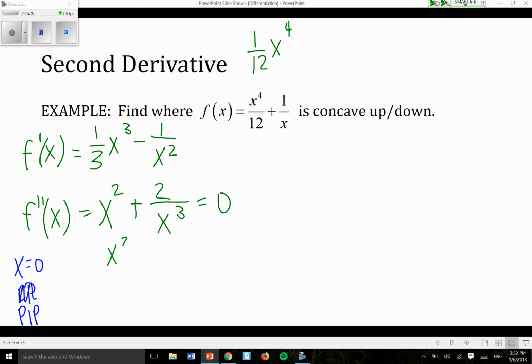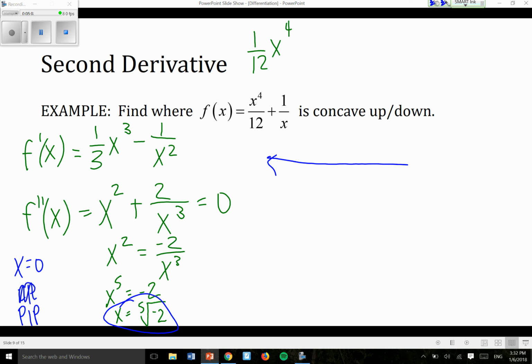To do that, I am going to move the 2 over x cubed to the other side. Then I'm going to multiply both sides by x cubed, get x to the 5th equals negative 2. And to get x by itself, we can take the 5th root of negative 2. Remember, you can take odd roots of negative numbers. So x equals the 5th root of negative 2. Our possible inflection points are 0 and the 5th root of negative 2. Not very pretty, but it's where our second derivative is undefined or equal to 0.